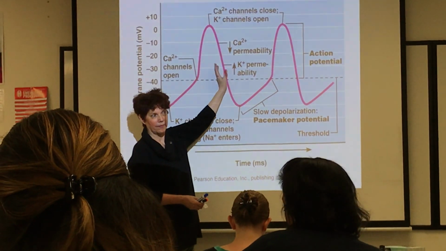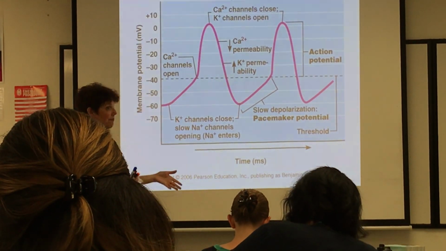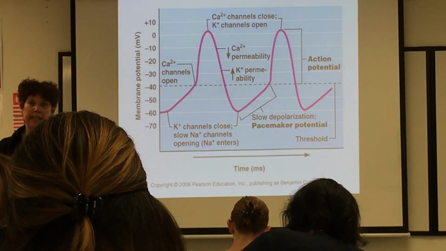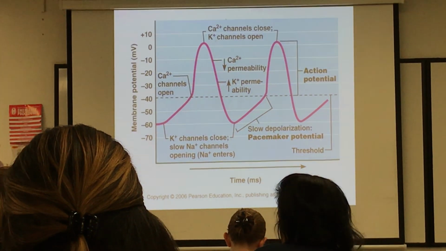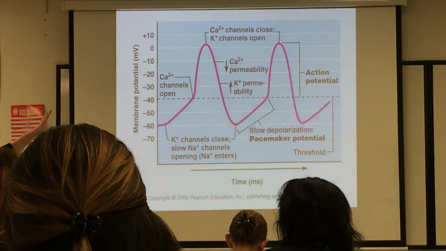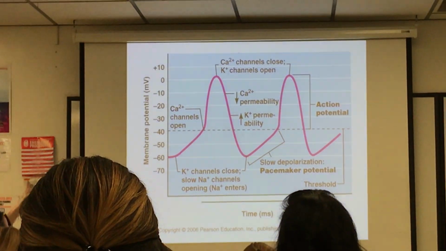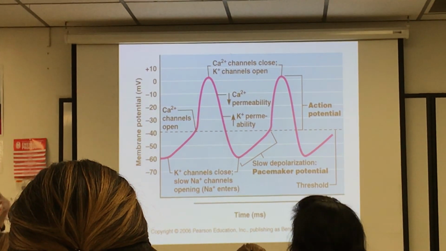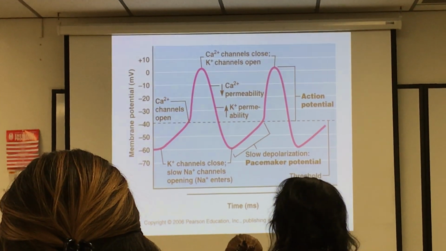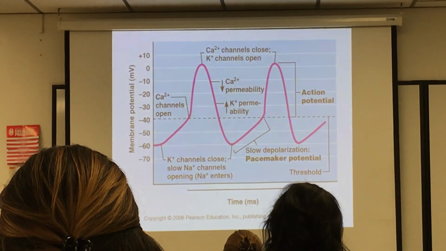Okay? So if I have a diagram on your quiz or exam or homework, be able to identify this as the membrane potential changes for autorhythmic cells, and then what channels are involved in the potentials that are created there. Okay?